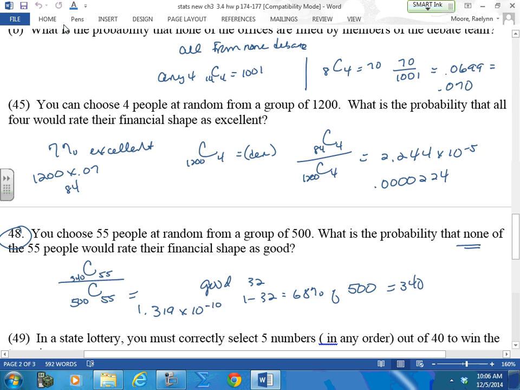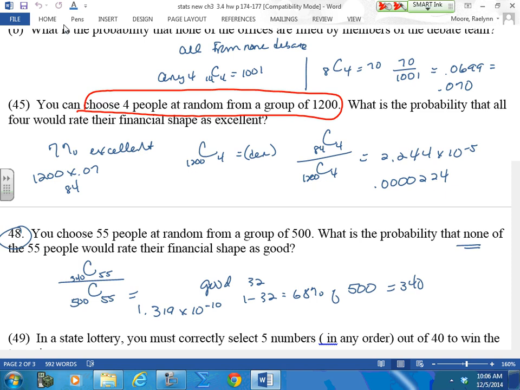Okay, you can choose 4 people at random from a group of 1,200. What is the probability that all of them would rate their financial shape as excellent? C. It's a C. Good. Does it matter what order they rate it? So right away we start with a C on our paper. Now, we had to look at the pie chart. So there's a pie over here. And the excellent part is 7%.